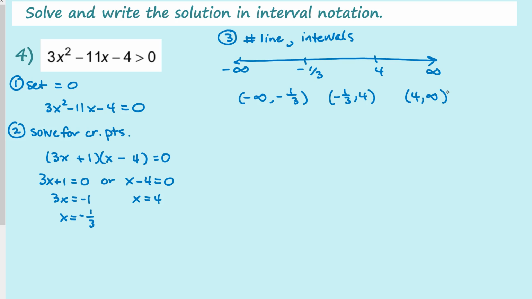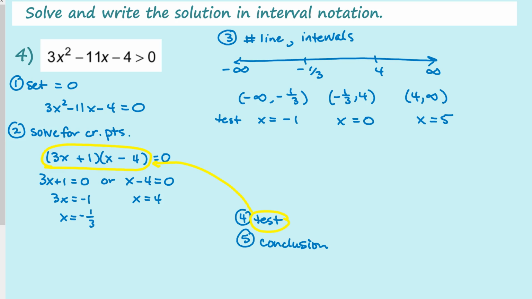Okay, so now we're going to test the numbers, and then we're going to analyze and draw conclusions. So let's pick a number in the first interval. Let's say we pick x equals -1. Let's say in the second interval we pick 0. And let's say in the third interval we pick 5. So where are we testing it? We're testing it into the factors. That's the easiest place to do it.